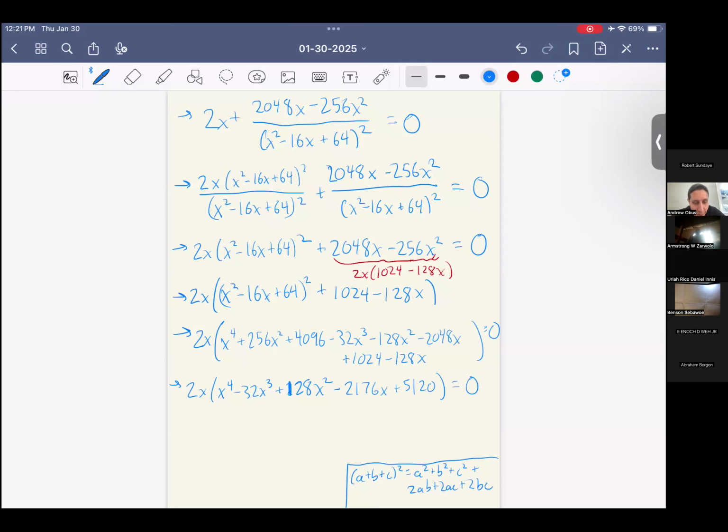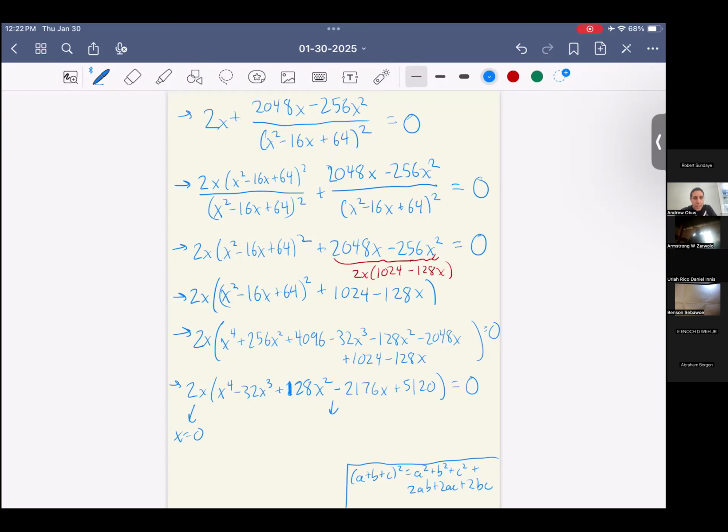All right, so I apologize for how terrible this algebra became, but we finally actually have an equation here that we can solve, although I don't know how to solve this by hand, so I'm going to have to solve this on the computer. So here we have x equals 0 as a solution. This is going to be a kind of ridiculous solution. And then let me just solve the other thing on the computer. So solve x to the 4th minus 32x cubed plus 128x squared minus 2176x plus 5120 equals 0.